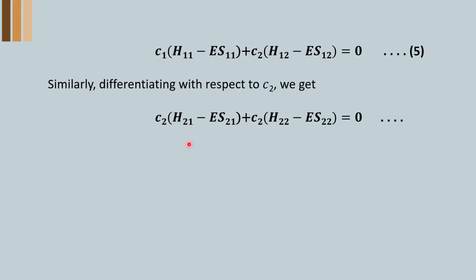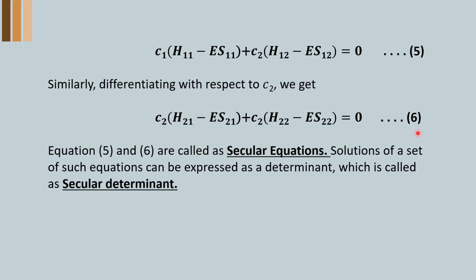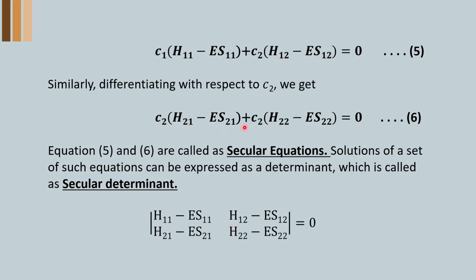that is C2H21 minus ES21 plus C2H22 minus ES22 is equal to 0. These two equations, that is equations 5 and 6, are nothing but a set of simultaneous equations, which are also known as secular equations, and then the coefficients can be put into the form of a determinant, which is also known as a secular determinant. So what we have is H11 minus ES11, H12 minus ES12, then H21 minus ES21, H22 minus ES22 is equal to 0.